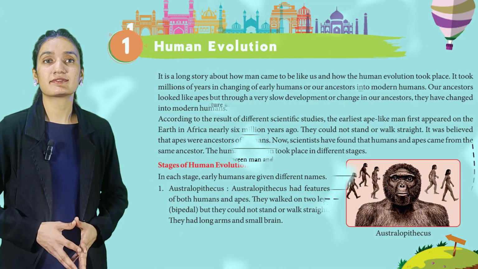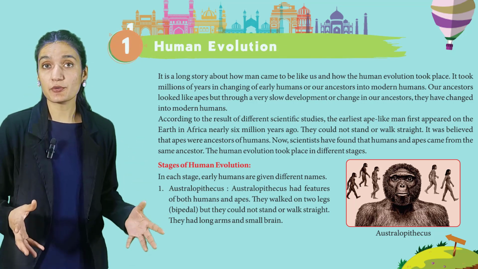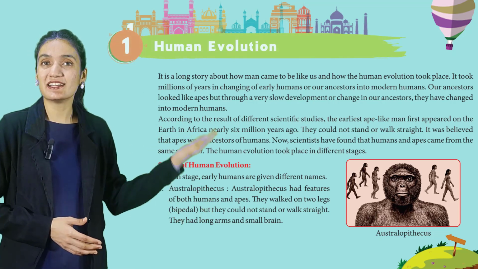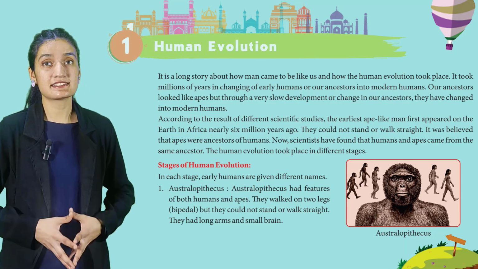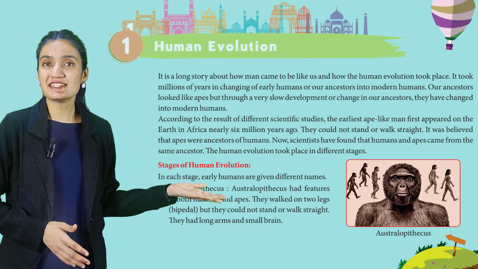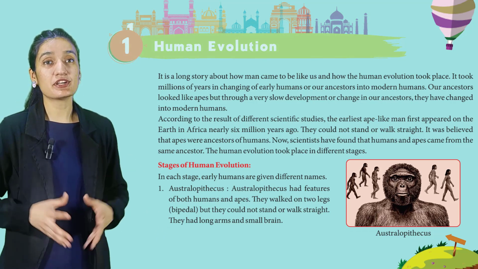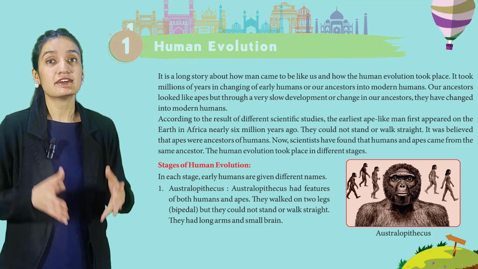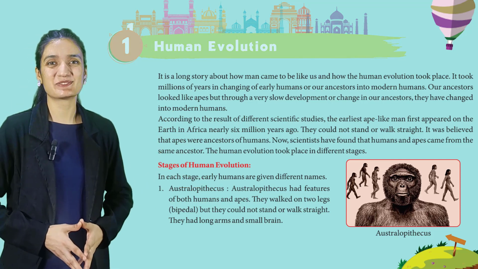So let's begin. It is a long story about how man came to be like us and how the human's evolution took place. It took millions of years in changing of early humans or our ancestors into modern humans. Our ancestors looked like apes, but through a very slow development or change in our ancestors, they have changed into modern humans. According to the result of different scientific studies, the earliest ape-like man first appeared on the earth in Africa nearly 6 million years ago.